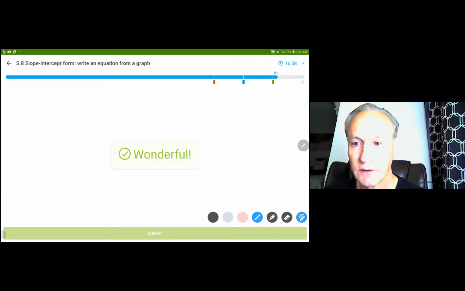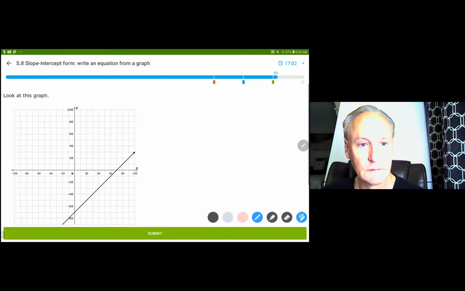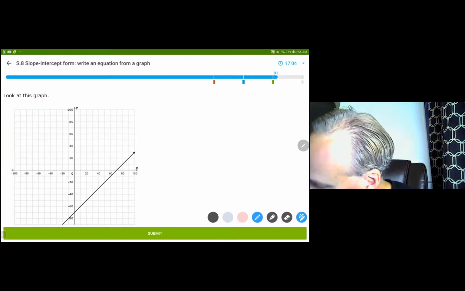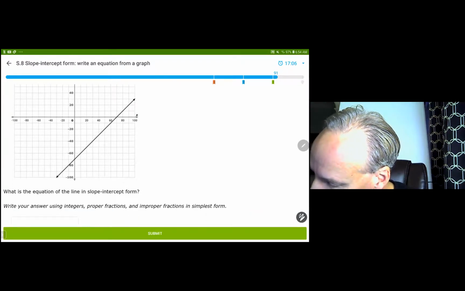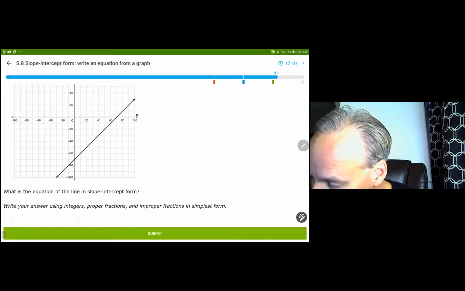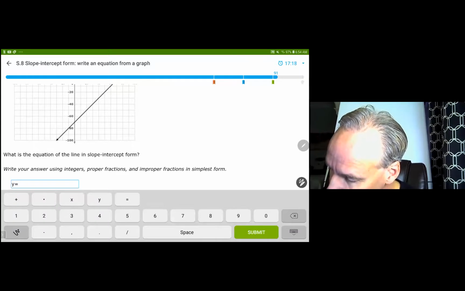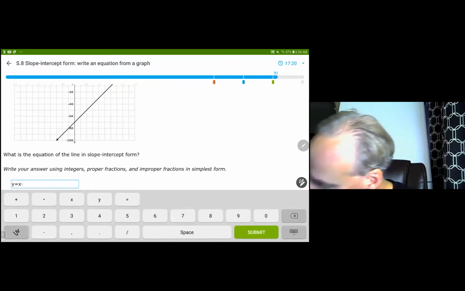Looks like we're getting there. And let's see, this one is going through, looks like a slope of 1 again, 10 over 10, which is 1, and it's going through -70, so it's y equals x minus 70. Looks like it's okay.